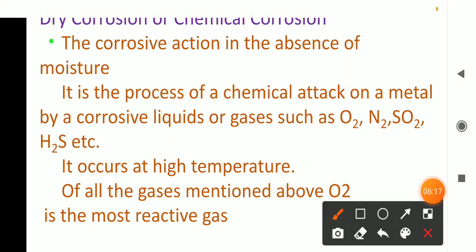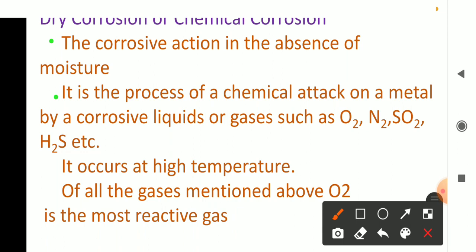Look at point number one. The corrosive action in the absence of moisture. The metal is not allowed to interact with the moisture, which means it is covered. In the absence of moisture, this kind of corrosion takes place, and so it is called dry corrosion. So what is point number one? The corrosive action in the absence of moisture is known as dry corrosion.